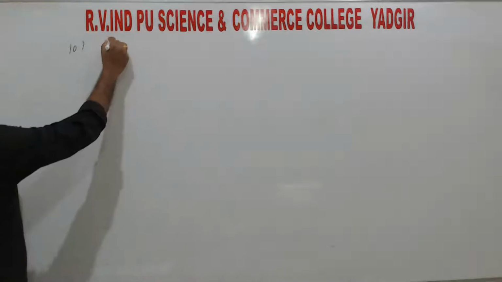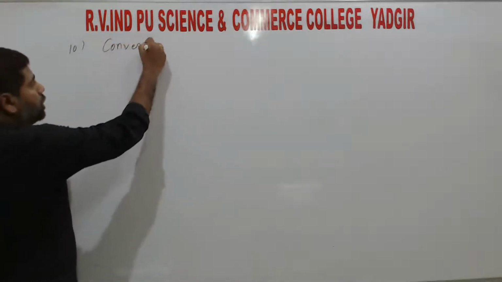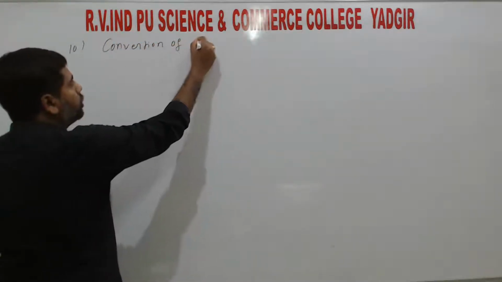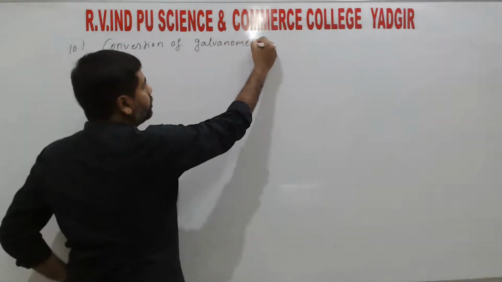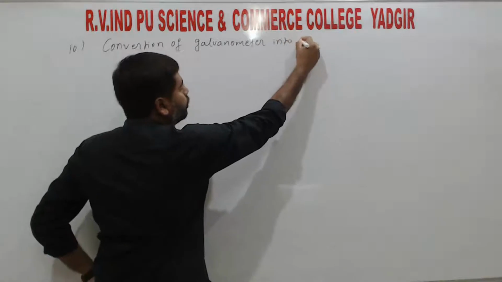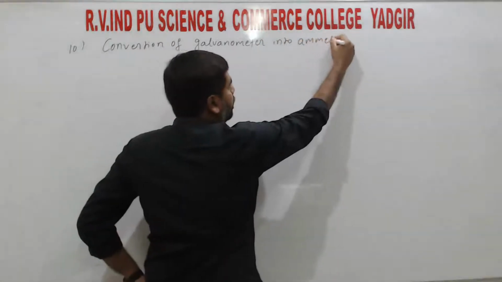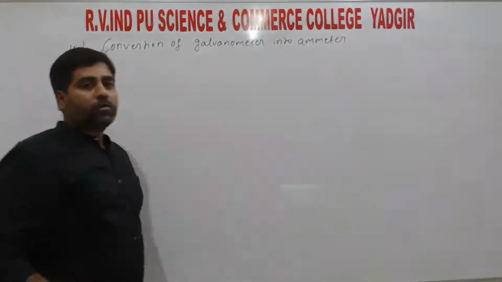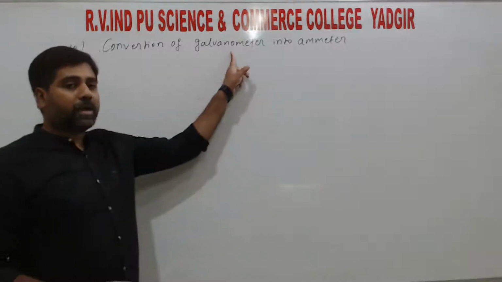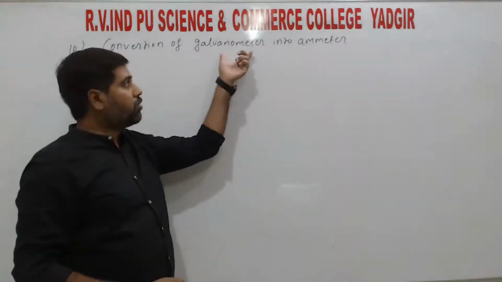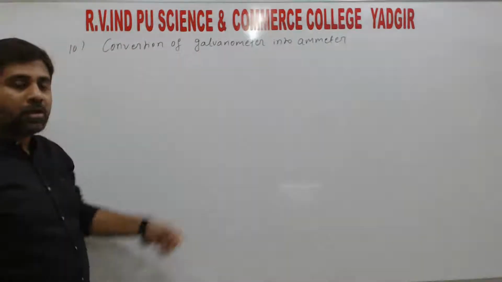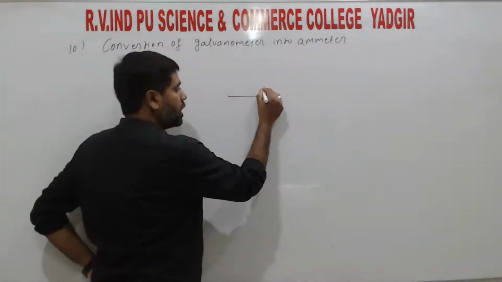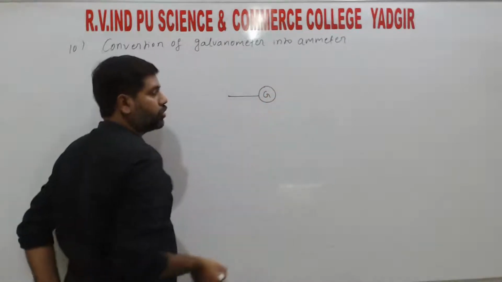So question number 10, right? Conversion of galvanometer into ammeter, right? So we are converting the galvanometer into the ammeter. So first we are going to take one galvanometer, right? So galvanometer is denoted by G.